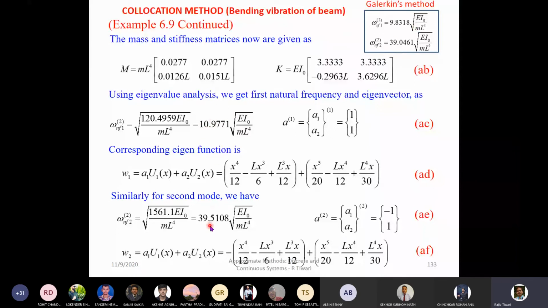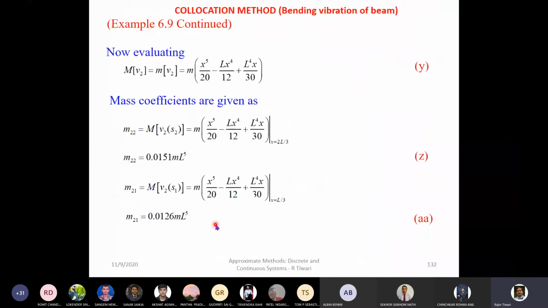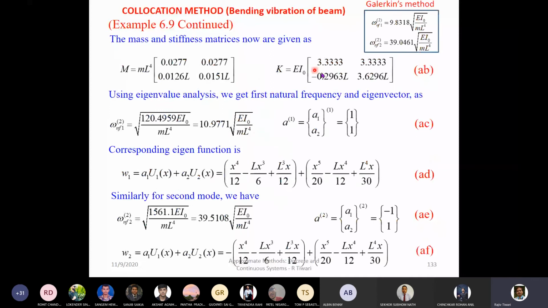So this second natural frequency is relatively closer to this. So using this method, because integrations are not involved, we just need to substitute the location of the station into the functions and then simplify. So that's why it is relatively easy in calculation of the mass and stiffness coefficients, but the eigenvalue problem is more difficult here.